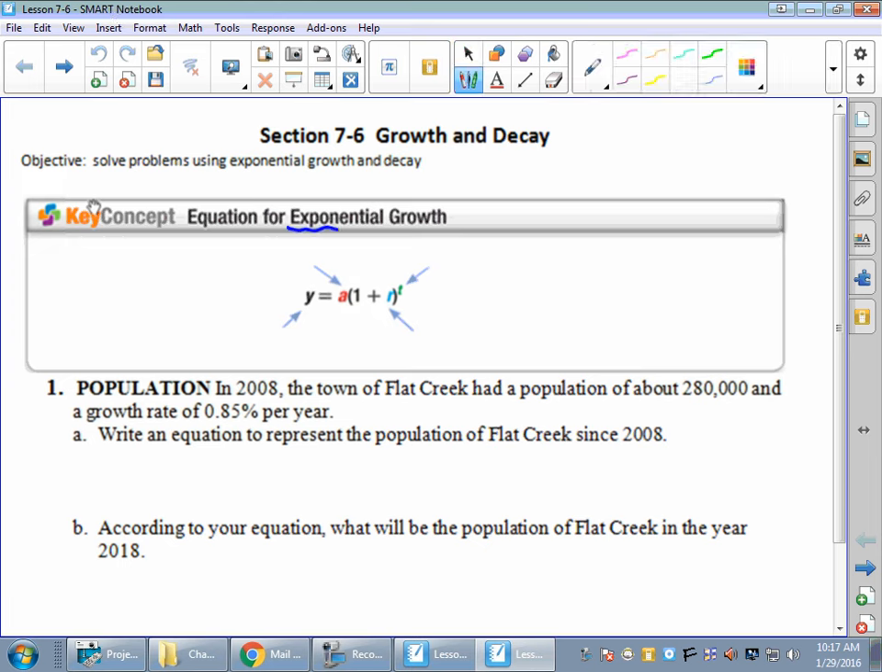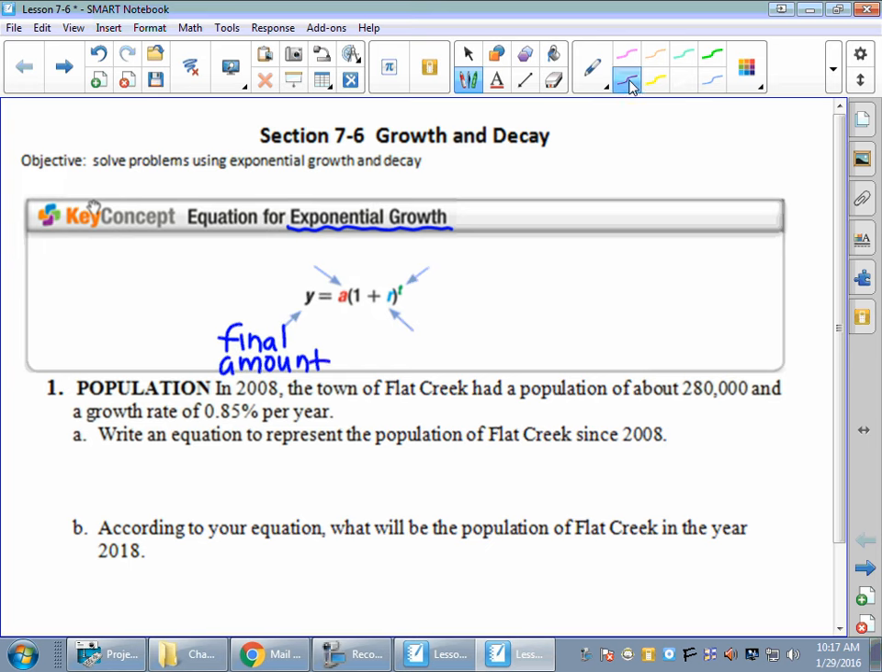So when something's growing exponentially, like in science class, bacteria or something like that, you might use exponential growth. So the formula is y equals a times the sum of 1 and r to the t power. Well, there's a lot of variables in there, so let's write down what all these things are. So the y value is your final amount. That's what we're looking for. Y is the final amount.